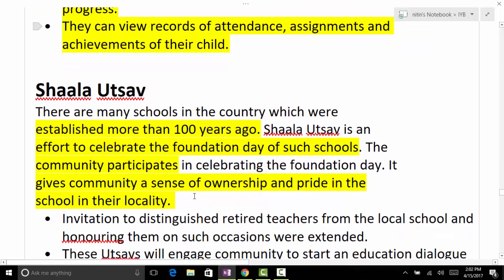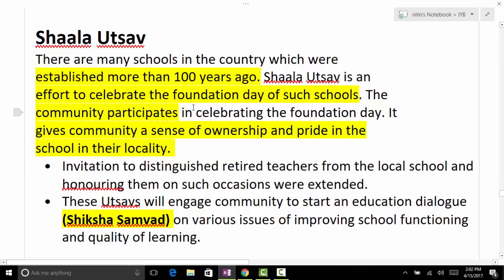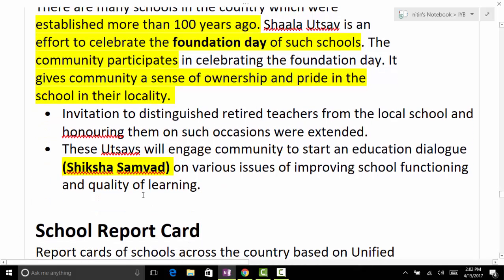Shala Darpan. Shala Utsav, a kind of celebration it is. Foundation day of the school is celebrated. So different people from the community are invited. Retired teachers are invited. So it is community participation, and they feel proud being part of that school and that locality. So Siksha Samvad happens. Samvad, interaction kind of thing, right? So education dialogue.